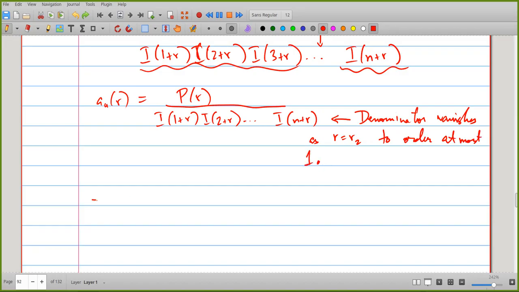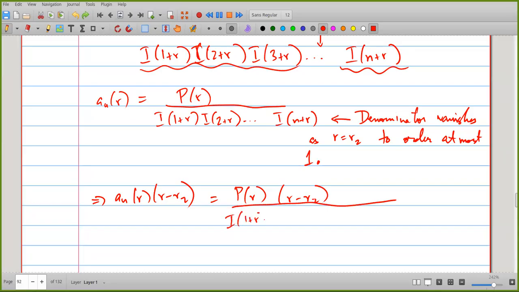Right? So therefore, if I just multiply a_n(r) with r minus r2, then that will get cancelled away. There's some polynomial p(r) into r minus r2. That r minus r2 will get cancelled away, or it may not get cancelled if n is smaller than N. Divided by I(1+r) ... I(n+r). So if my I(N+r) is coming over here, then this r minus r2 will cancel off a part over here.